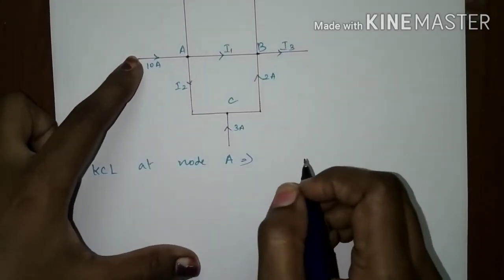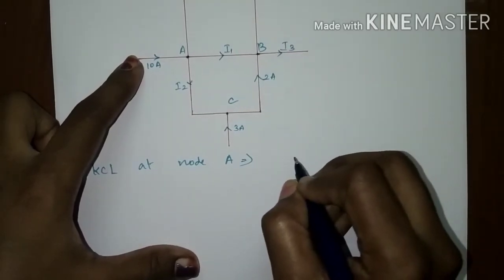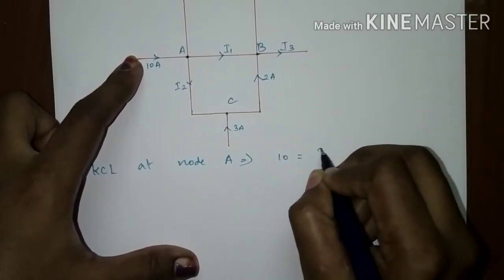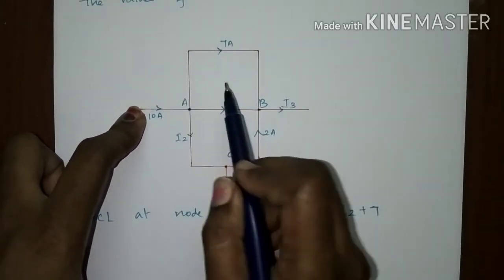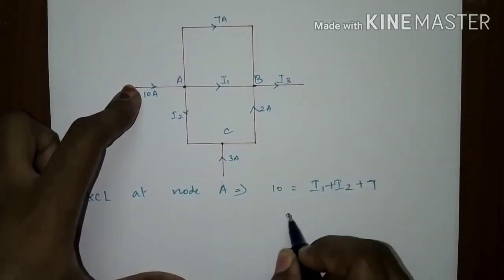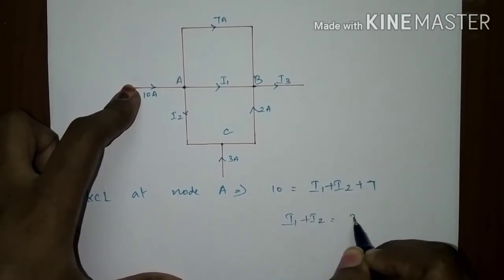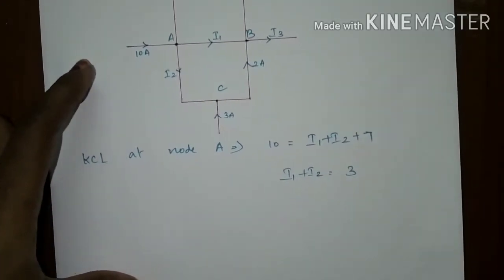If we apply KCL, sum of the incoming current would be equal to sum of the outgoing current. Incoming current is 10 ampere, outgoing current is I1 plus I2 plus 7. Here 7 ampere is outgoing only. So the value of I1 plus I2 would be equal to 3. It is the first equation.